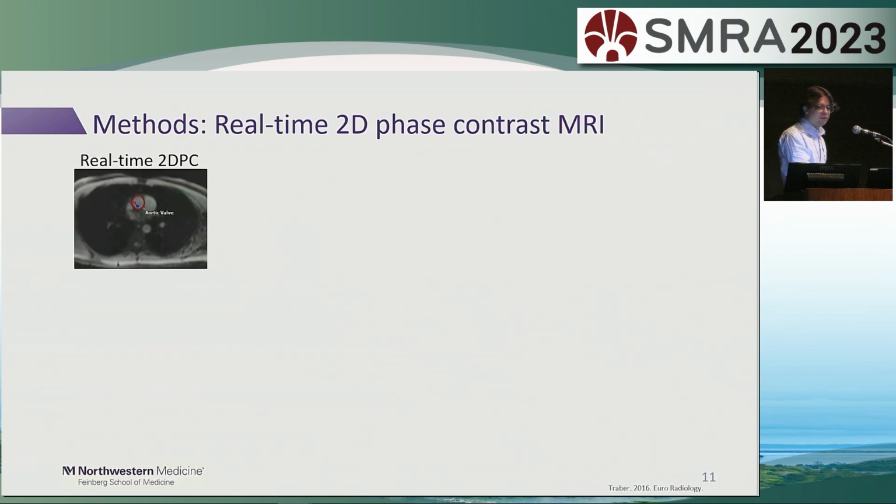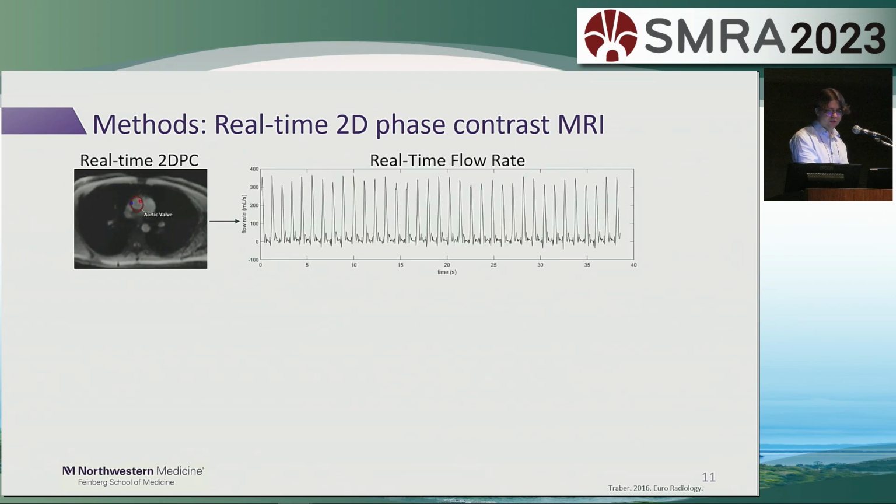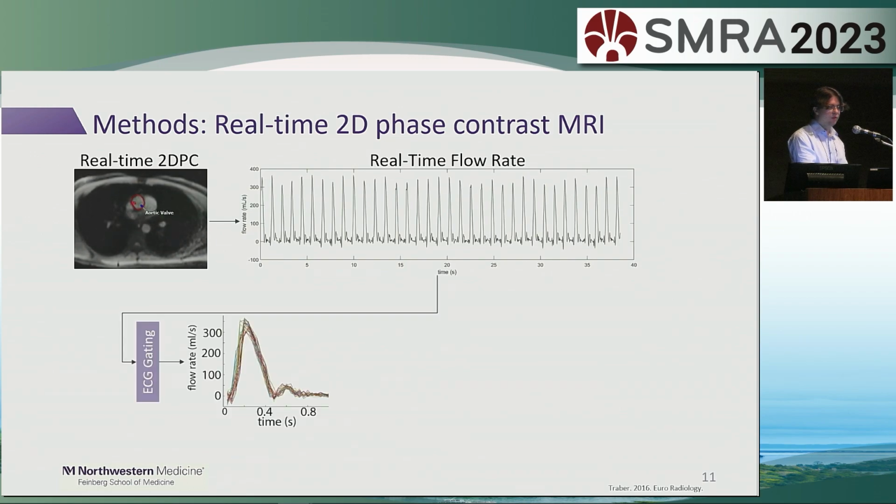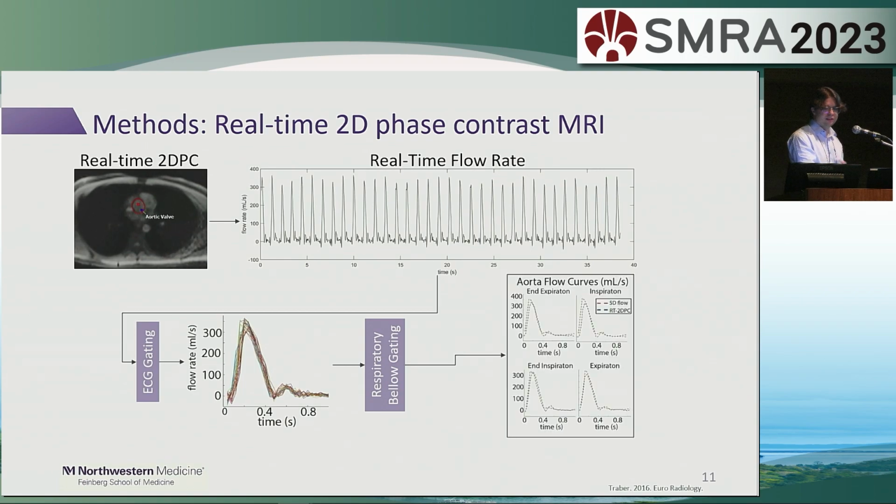Real-time 2D phase contrast allows us to find through-plane velocities, and we acquired this for 38 seconds, which means we get 38 seconds worth of heartbeats to be reconstructed, which gives us a flow time curve that looks like this. Then using the ECG, we're able to delineate the heartbeats and put them together, and using the respiratory bellows gating, we're able to figure out which part of the respiratory cycle they came from and apply it similar to the 5D flow retrospective gating.